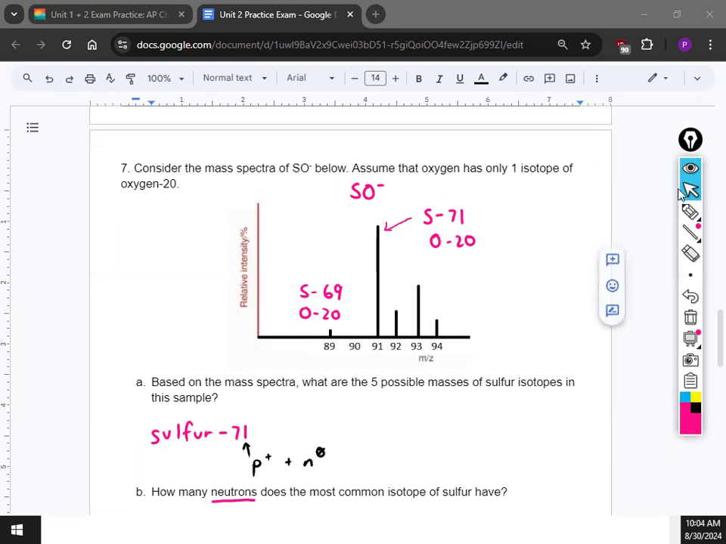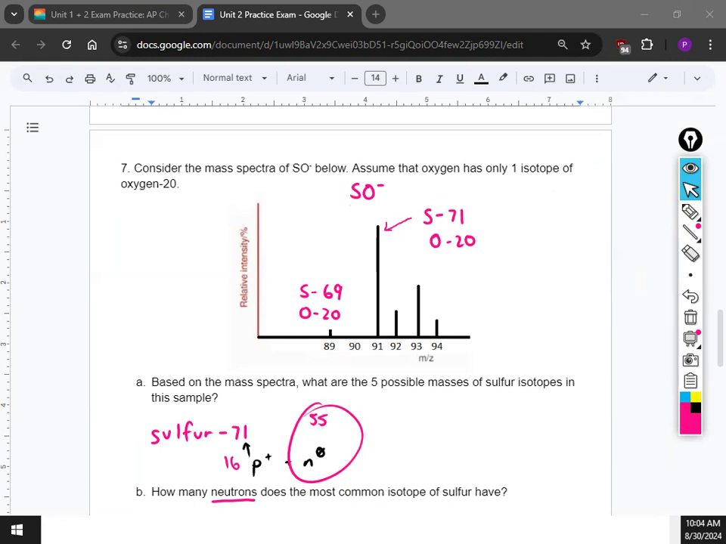All right, guys. So hopefully I wasn't too bad. If you take a look at the periodic table, sulfur has how many protons? Yes, 16. So in order to find the neutrons, you just do 71 minus 16. That'll give you 55 neutrons. Okay. All right. Any questions on how to find neutrons? Well, not too bad.